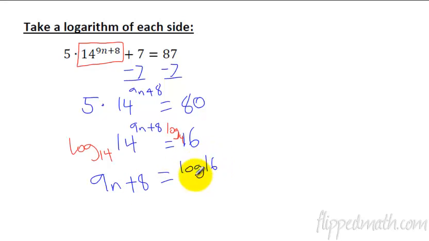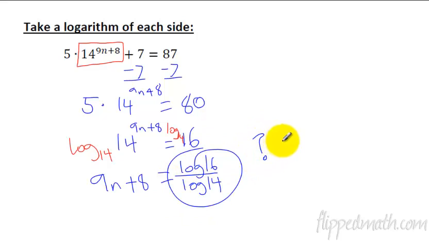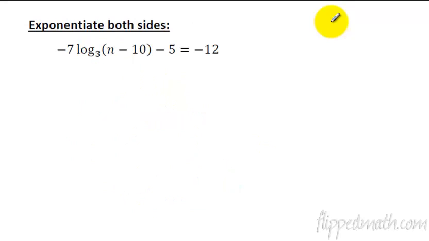Watch this. I'm going to use change of base. Log base 14 of 16, I can use change of base. Log 16 divided by log 14. This whole thing right there is just some number. It's just some weird, crazy number. That's all it is. And then whatever that is, you're going to subtract 8 from it, and then divide by 9, and you're done. It's not too bad. You just got to go step by step.